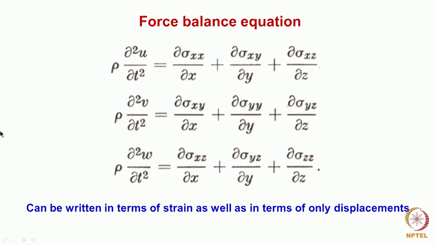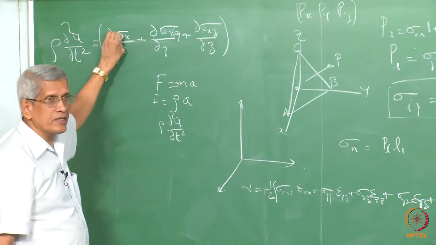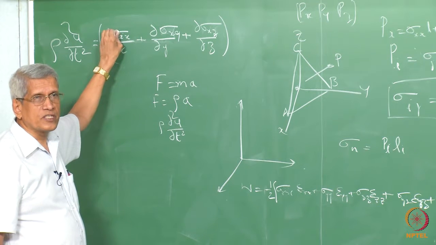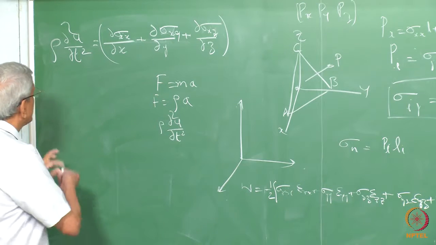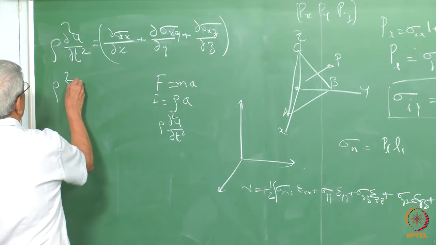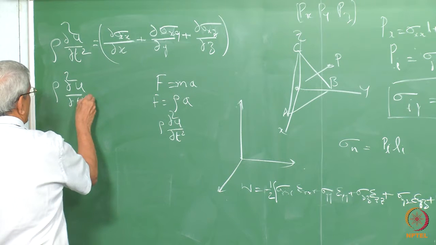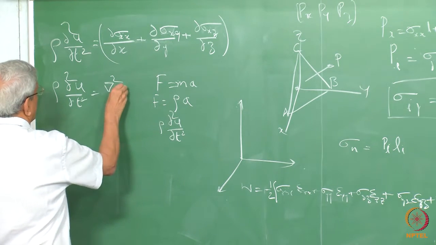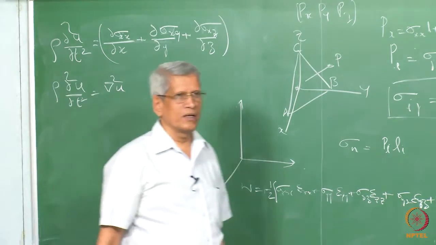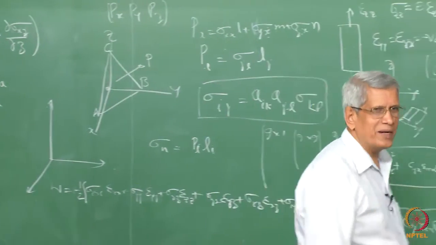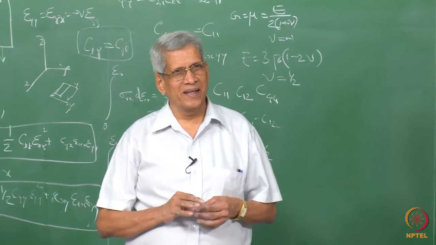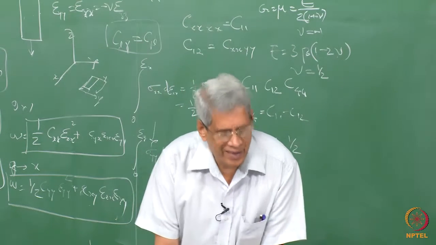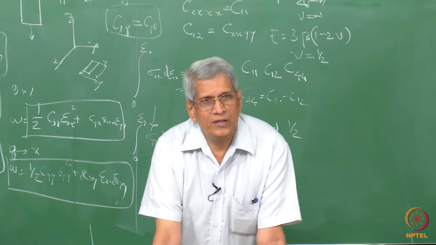What it will turn out to be is that we know sigma xx can be written finally in terms of strain, and the strain can be written in terms of displacement. So finally, this equation will actually turn out to be equal to u. This is how it will turn out to be. What is this equation? This is nothing but a wave equation. So the solution to this equation is for sound wave propagation.